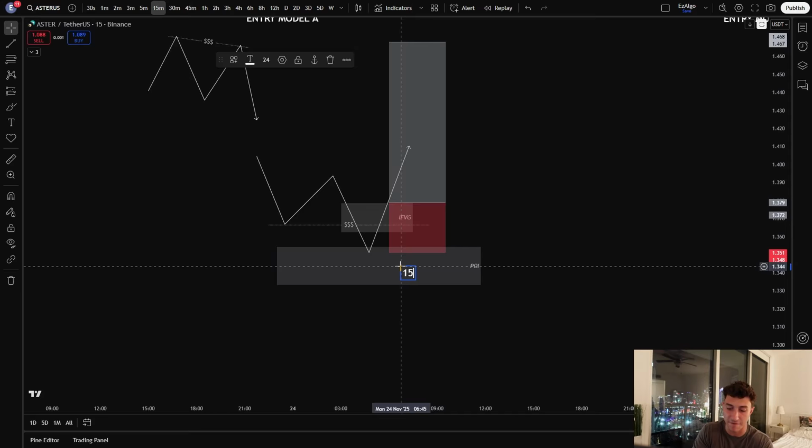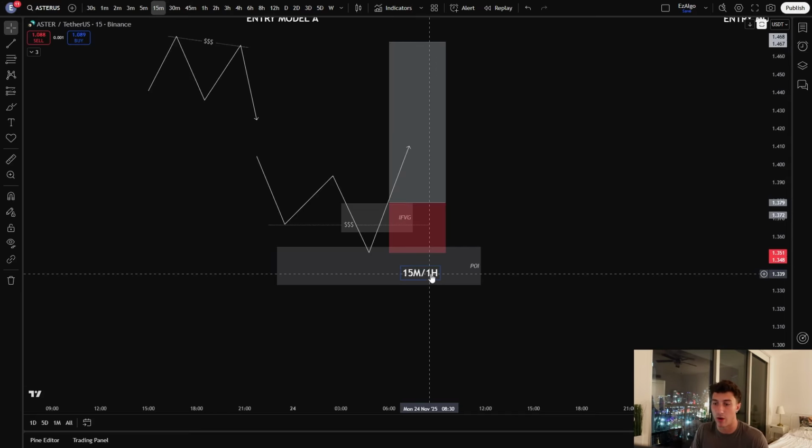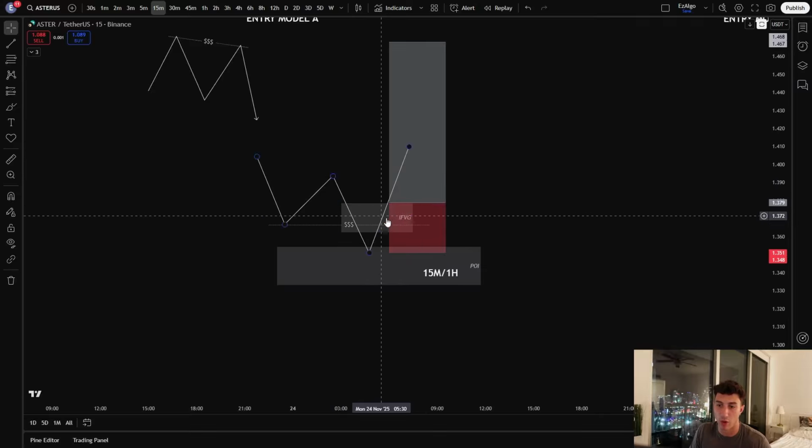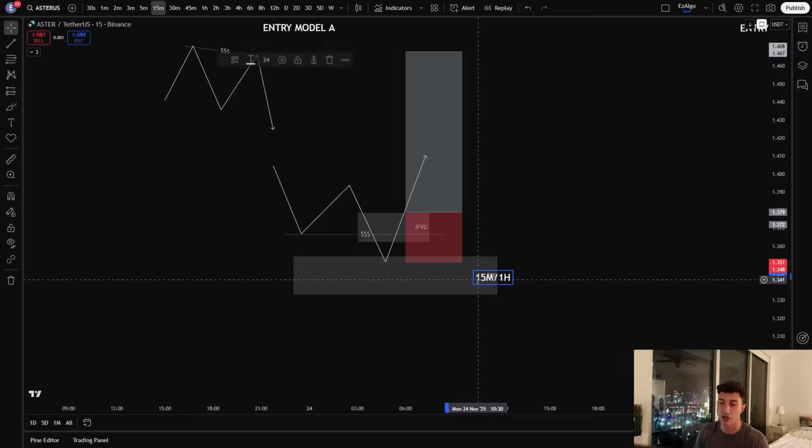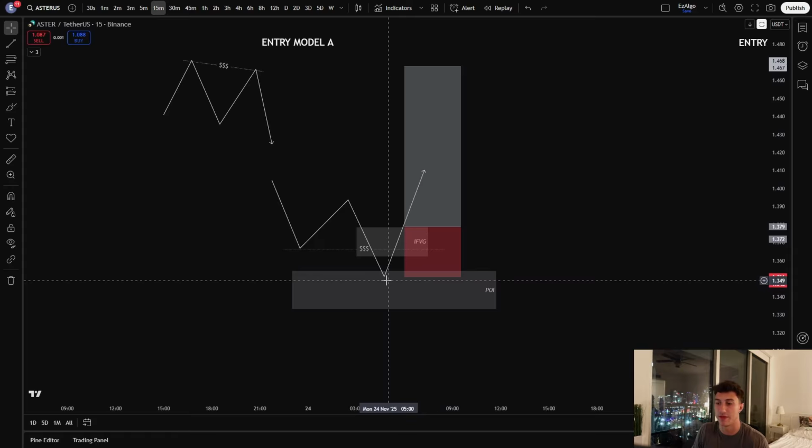If you have, let's say, a 15-minute or a 1-hour fair value gap here, that would be your point of interest. And then you look for a 1 or 2-minute inverse fair value gap, sweeping this local low after delivering, meaning bouncing from that higher time frame fair value gap. So that could be an example of a POI. Make sure you have that level identified and then look for this entry model off of that higher time frame level.